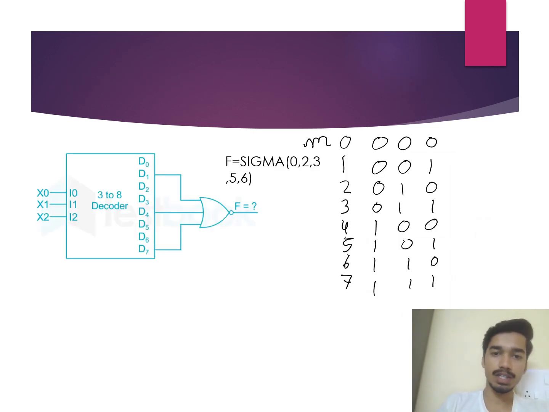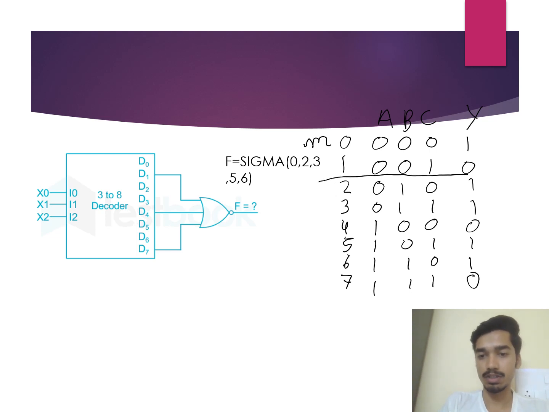So here we have a question which says f is equal to sigma of 0, 2, 3, 5, 6, which is representing the min terms. So I have created the truth table which has 3 variables and 1 output. For 0 we have output as high, 2, 3 also 1, for 5 again 1, for 6 again 1, and for 7 it is 0. So here we have to make groups of 2, starting from 0 and 1, and we'll reduce it to 2 variables.